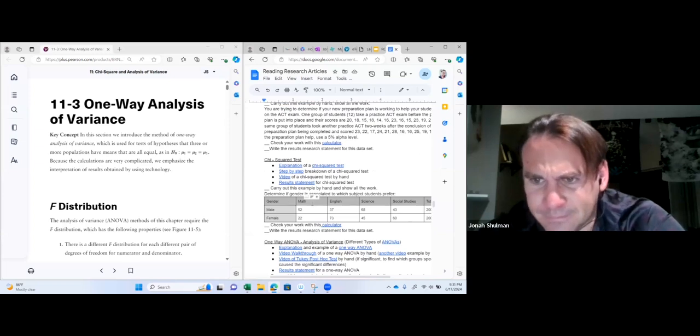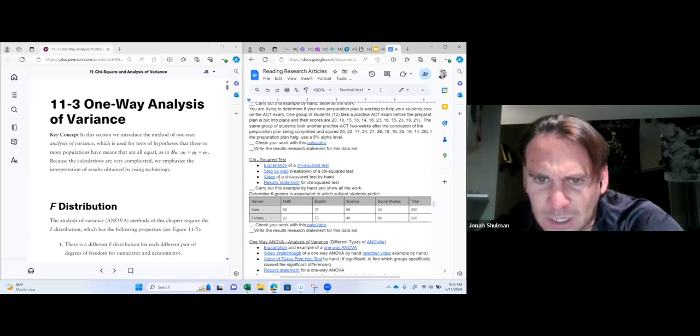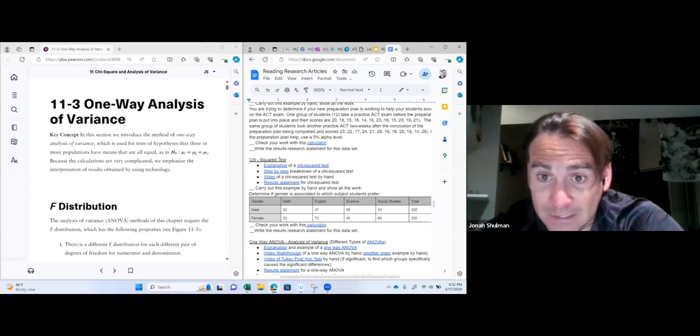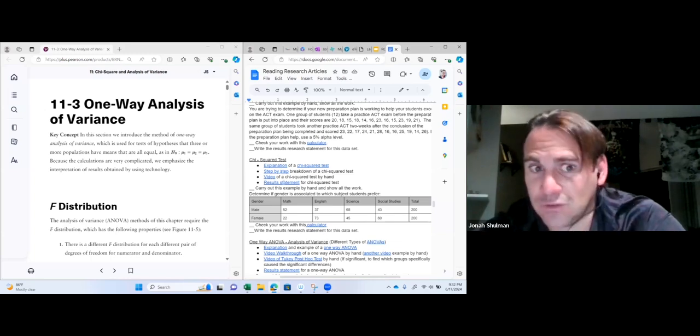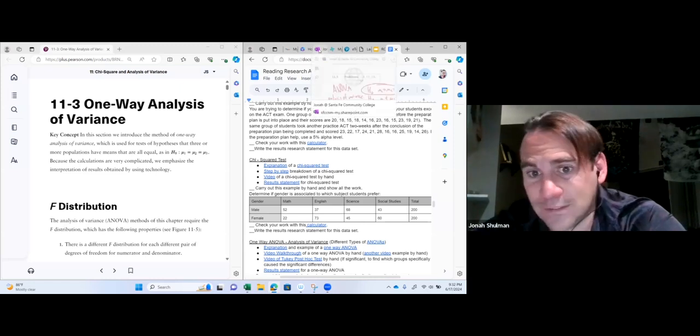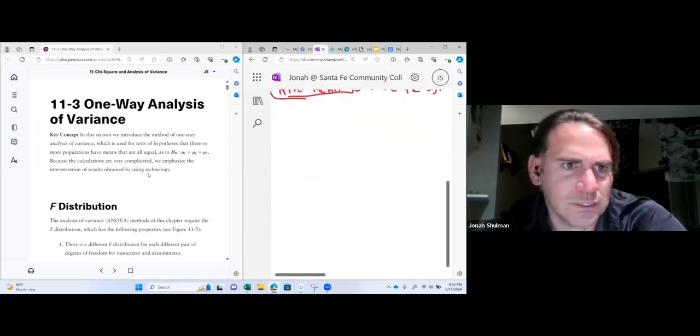Chi-squared: 2 groups, but it's over a bunch of different pieces. So this is how we do chi-squared. A video of a chi-squared test by hand. Watch it, if you want to watch it. Here's a step-by-step breakdown, an explanation, and the result statement. Ta-da! All right, so all that's there for you. Those videos are there. You can just watch them. All right, so let's get into it.